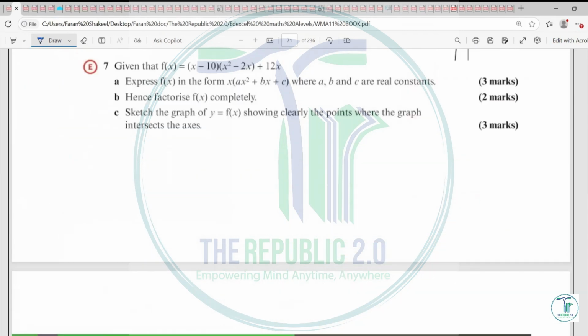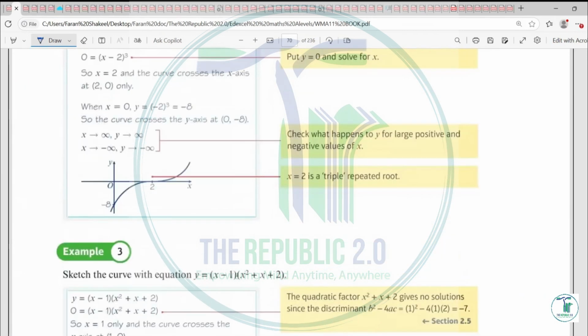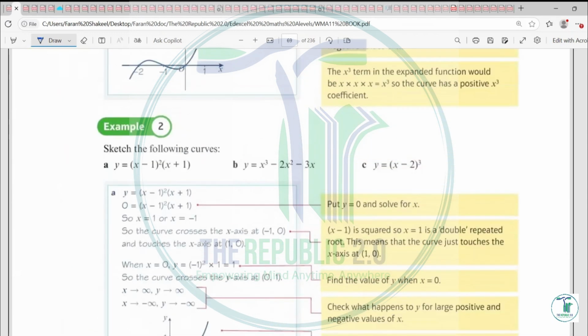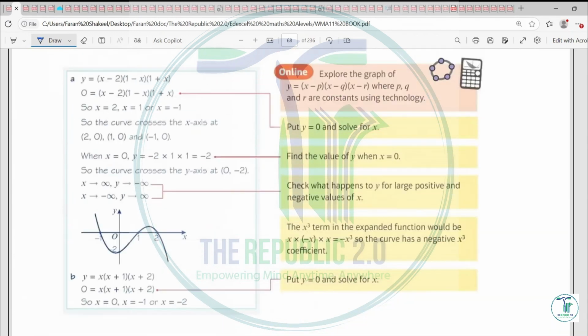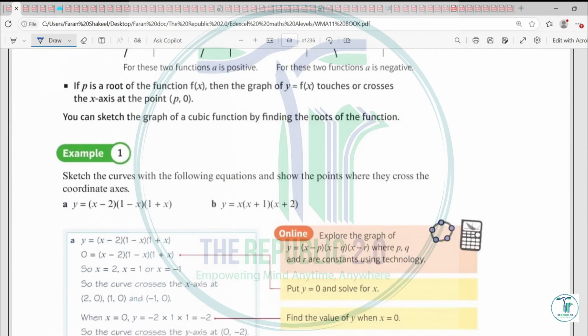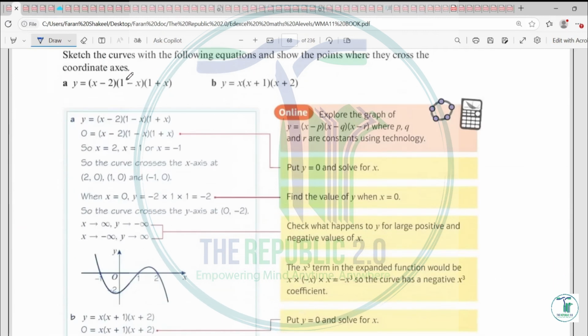Now, if you're talking about the cubic graphs, here we go with the cubic graphs. First of all, if we've got an example like this, you've got y equals x minus 2, 1 minus x, and 1 plus x. First of all, you'll get yourself the x-intercepts. And then you can have yourself the y-intercepts as well. And the y-intercept comes out to be negative 2, right? And this should be the graph, right?